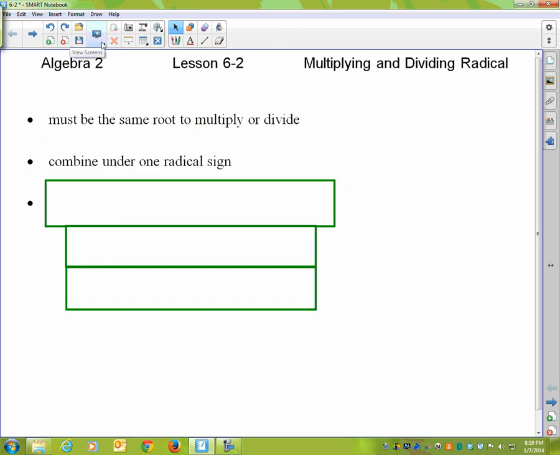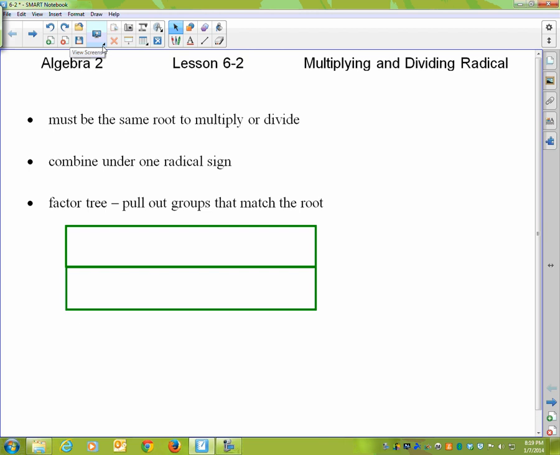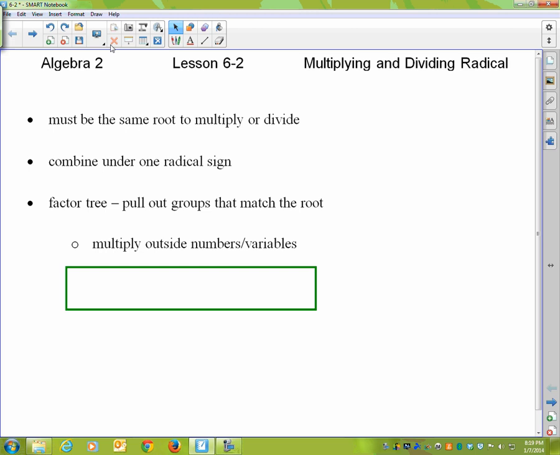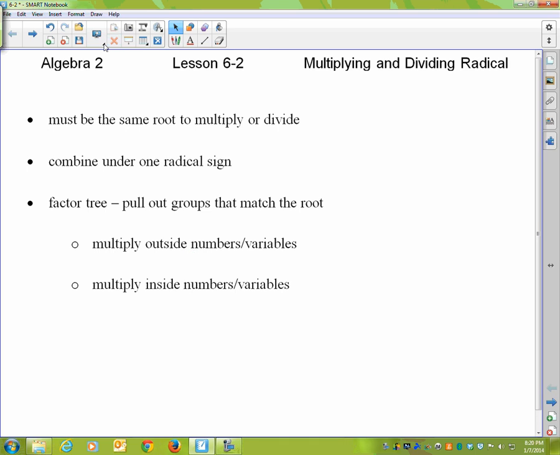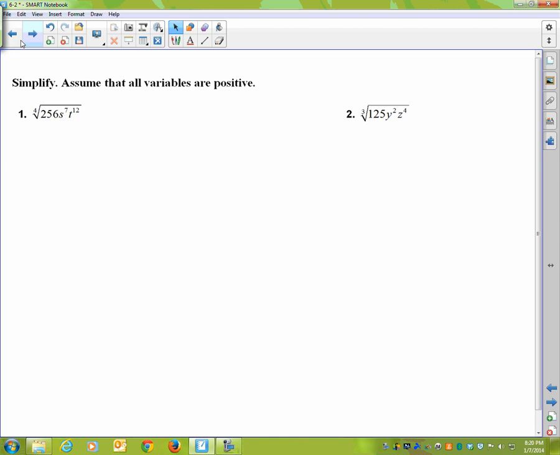You can combine them under one radical sign. This allows us to factor tree everything together. If you have a cube root, you can pull out groups of 3. If you have a fourth root, you can then pull out groups of 4. Anything that gets pulled out of the radical can be remultiplied. And anything left inside the radical is also remultiplied. So let's see how this works.